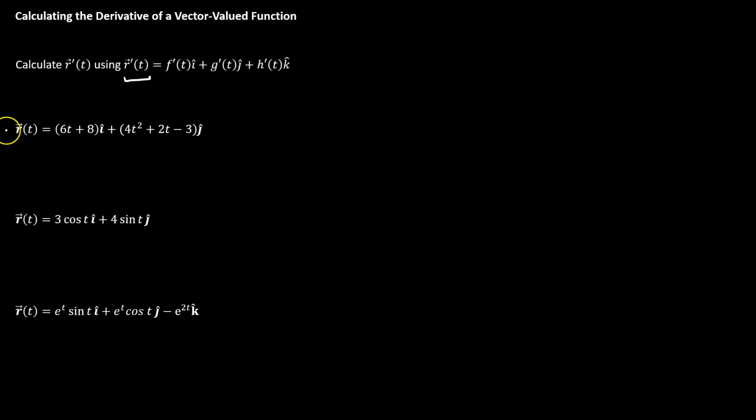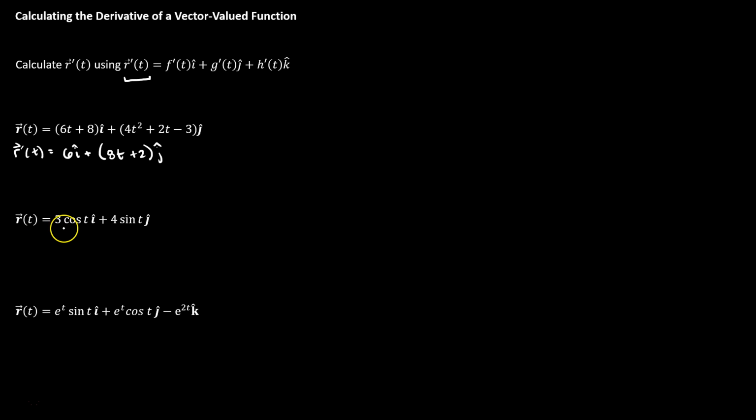So let's say we're working with this first function here, 6t plus 8 i hat, 4t squared plus 2t minus 3 j hat. To find r prime, we just need to take the derivative of each one of those functions. In the i hat component, we get 6. In the j hat component, we get 4 times 2t, or 8t, plus 2. Oh, too easy. Next one.